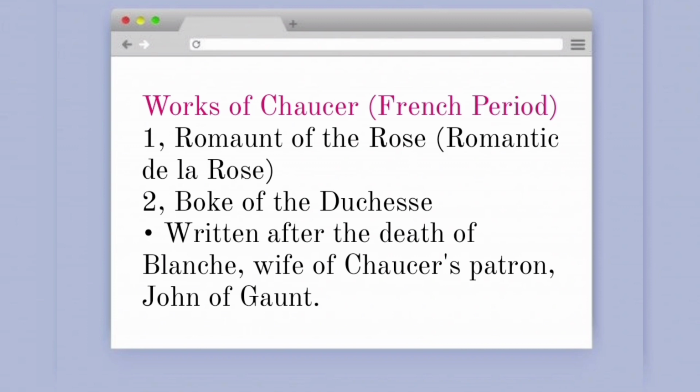The second one, Book of the Duchess, Chaucer wrote after the death of Blanche. She is the wife of Chaucer's patron, John of Gaunt. So Book of the Duchess is more like an emotional poem remembering Blanche. So 2 important works during his French period are Roman of the Rose and Book of the Duchess.